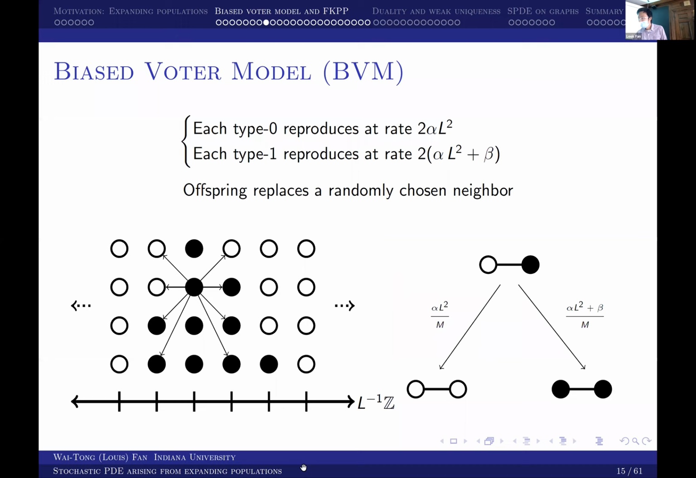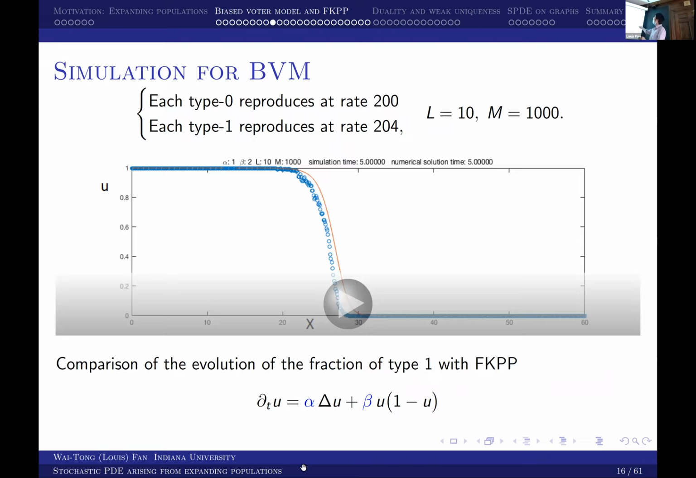Okay. So this is just a recap of what the bias filter model is and the rates that we choose. As I mentioned, each individual of type zero reproduces at rate 200 and type one reproduces at rate 204, a little bit higher. And the movie we just saw is one realization.